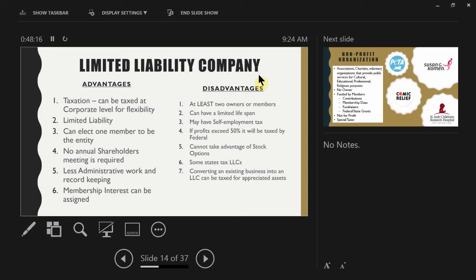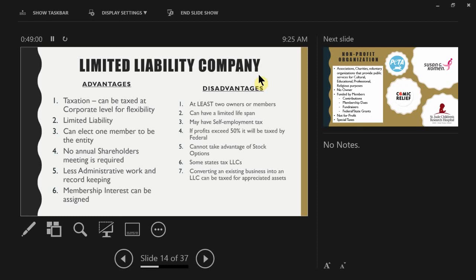The only thing that you would be liable or responsible for would be your original investment. Okay. Number 3, can elect one member to be the entity. It's very similar to a general partner in a limited liability partnership, right? You can elect one person to be the entire business, or you can have them run the business while your silent partners just invest the money, okay?